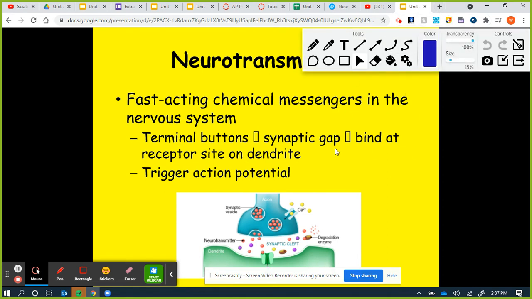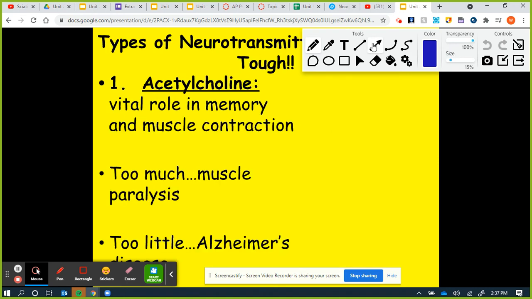All right, so there are 7, 8 neurotransmitters we need to know. Main neurotransmitters you need to know. Acetylcholine, main thing to remember with this is memory and muscle movement.